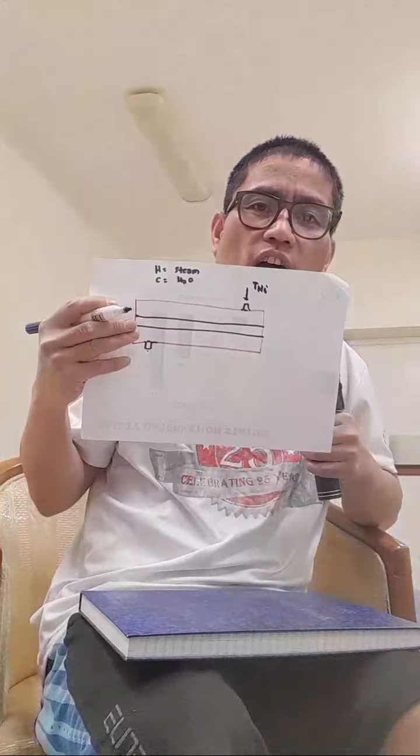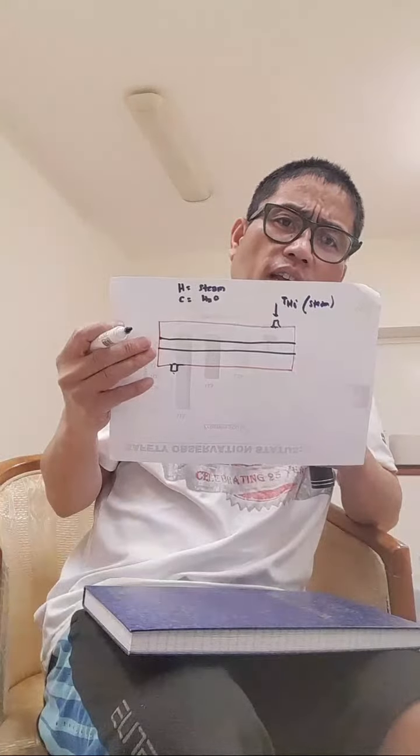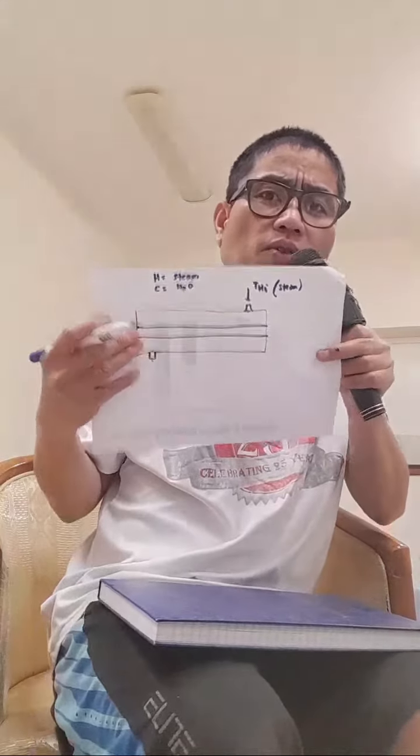Now we need to denote this. Since it's steam, the steam will go in here. So this is going to be T capital H I, THI, meaning the steam will go in here, going downward. And then the steam goes out on the other end. So it's going to be THO.